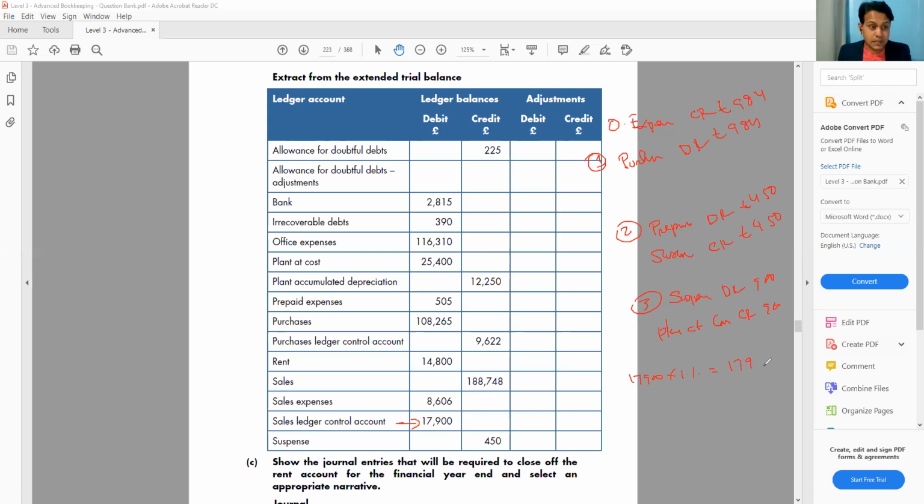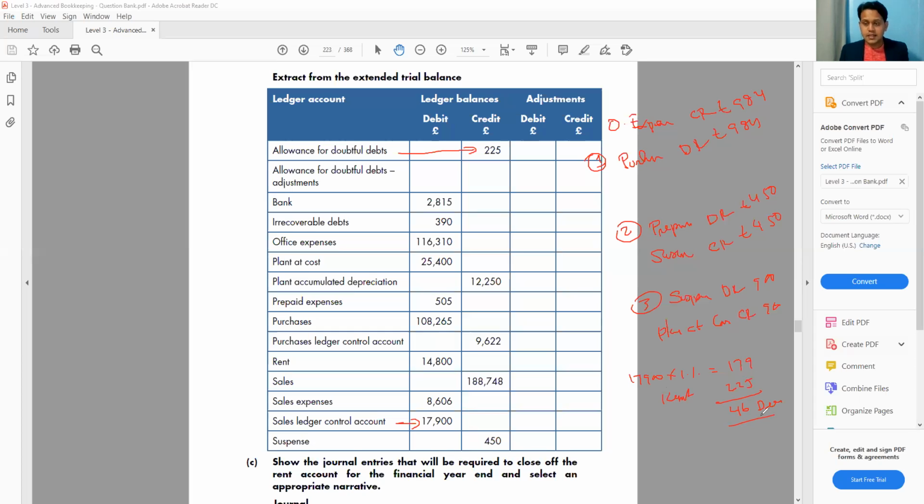So I want to check how much allowance you already kept. So allowance for doubtful debt, I can see I kept how much? 224. So the question is saying to us keep 1%, that is 179, but we kept 225. So you already have 225. So we need to decrease it by how much? 225 minus 179, it is 46. All right, so 46 decrease.